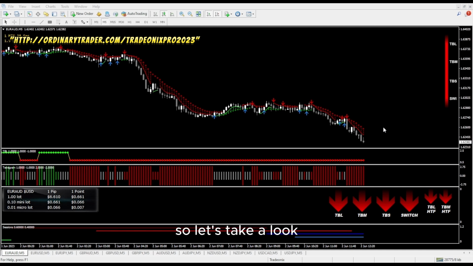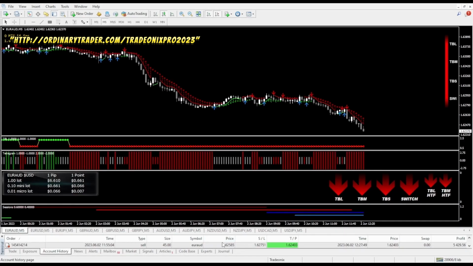So let's take a look and see what the profit on this trade was. So this being the euro Australian dollar, we went short, and on this one, after hitting the take profit, we made $5,429.56. Now again, this was a really nice, clean, smooth trade thanks to the Tradeonix trading system.